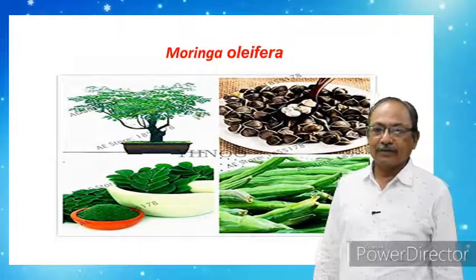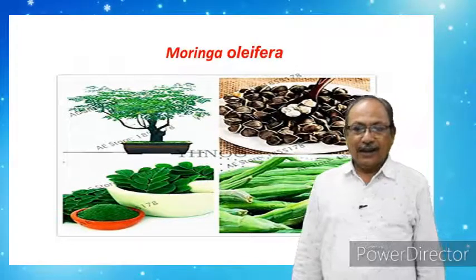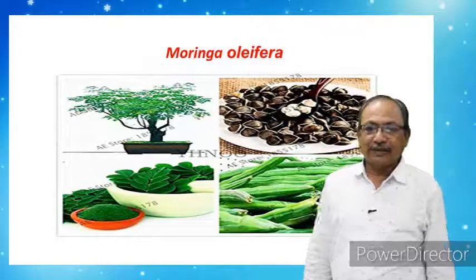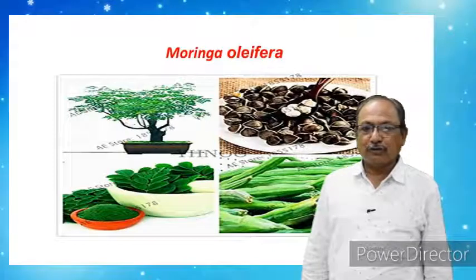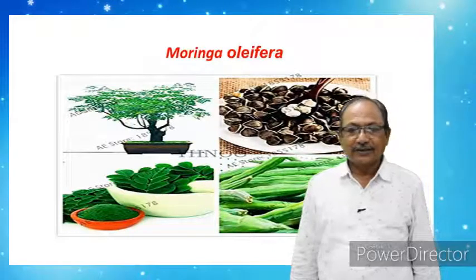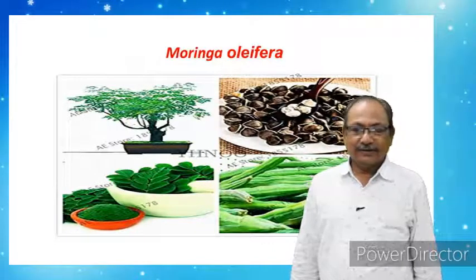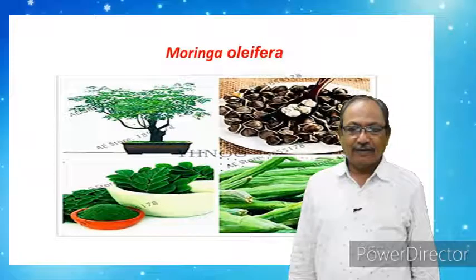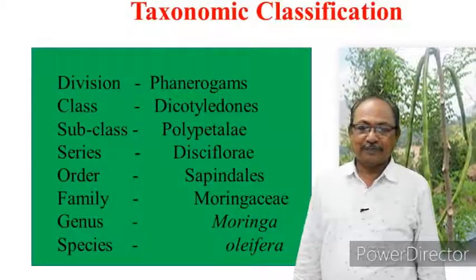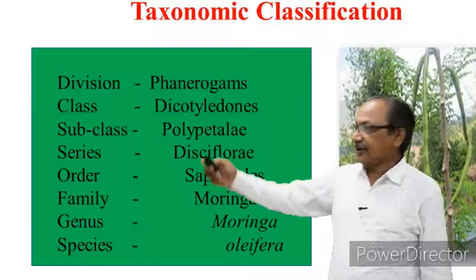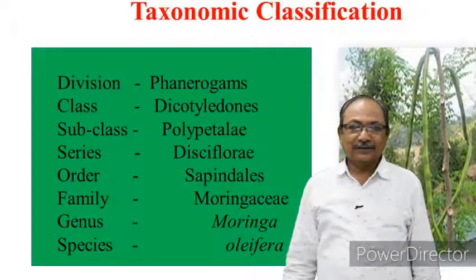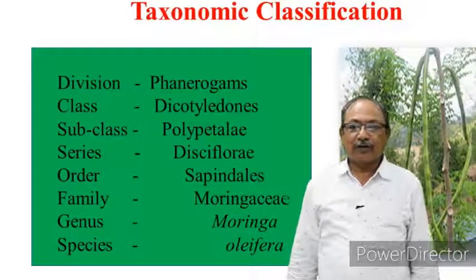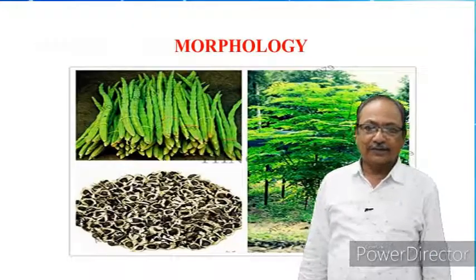The seeds of the Moringa and the leaves are used as a vegetable. In traditional herbal medicine, it is also used for water purification. It has been dubbed the miracle tree or tree of life. This is the classification of Moringa, which belongs to the family Moringaceae. Now, we will study the morphology of Moringa oleifera.